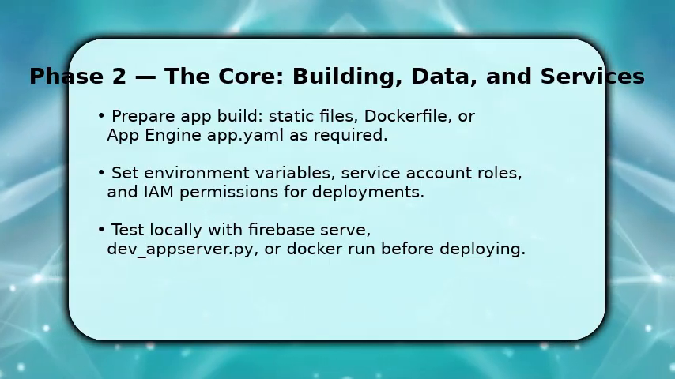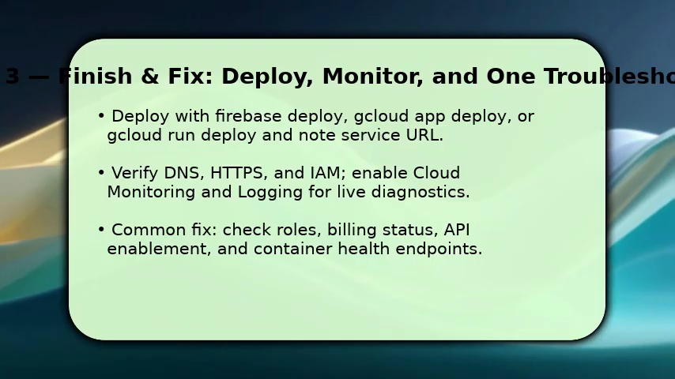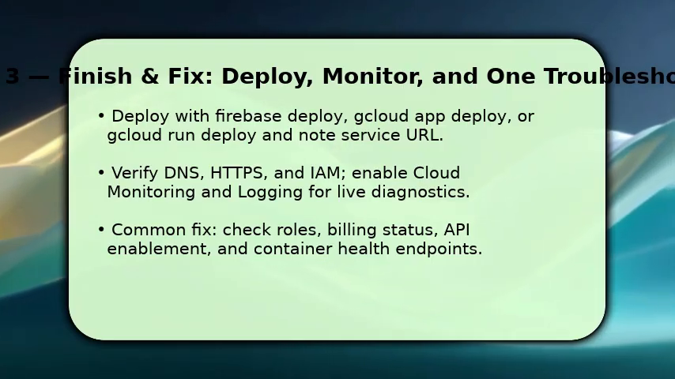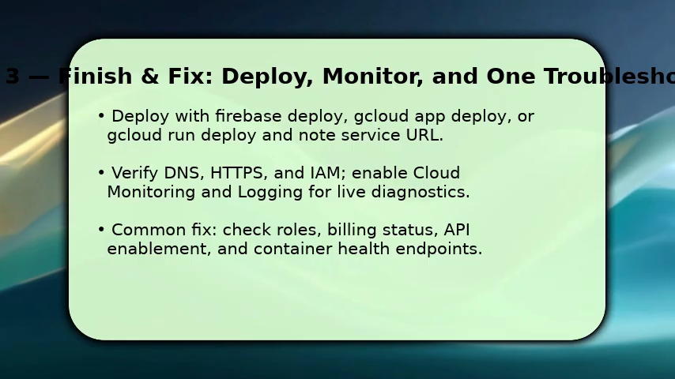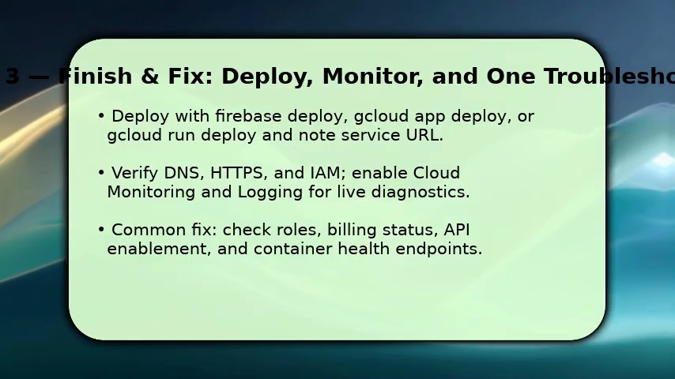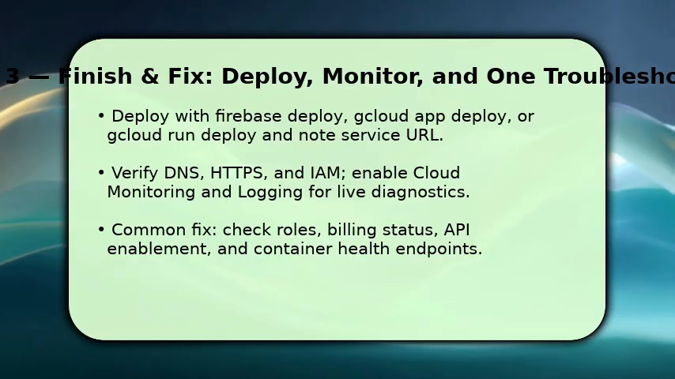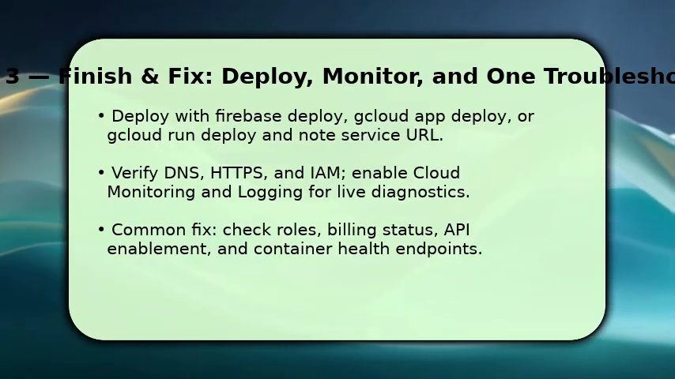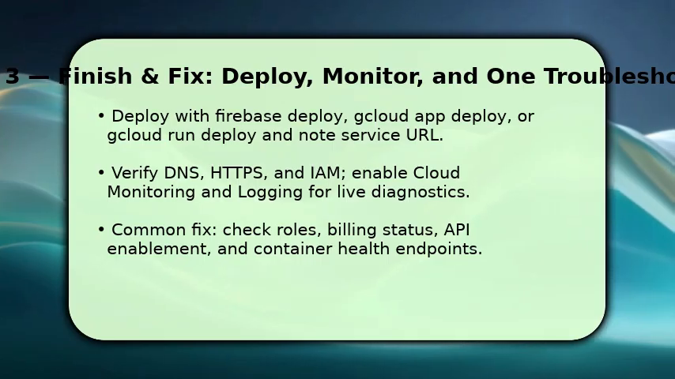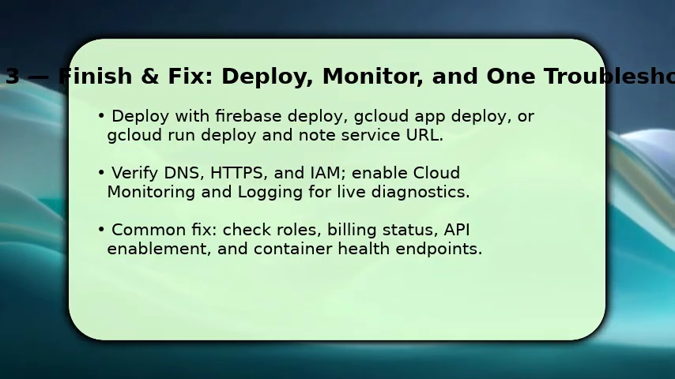You deploy using the appropriate command: firebase deploy for Hosting, gcloud app deploy for App Engine, or gcloud run deploy for Cloud Run, then copy the service URL and open it. Once live, verify DNS records and HTTPS certificates and make sure IAM and billing remain enabled.